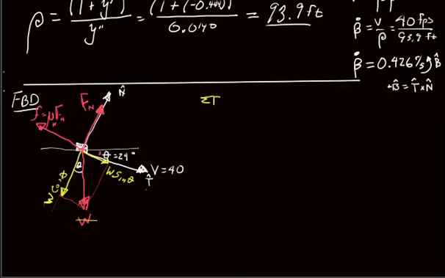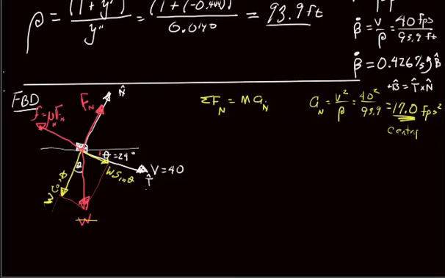So sum of the forces in the n is m a n. And we could calculate a n. a n would be V squared over rho, which is 40 squared over 93.9, or 17.0 feet per second squared. So that acceleration we can calculate, and that's centripetal. We're on a slight curve over here. So this denotes the positive direction.